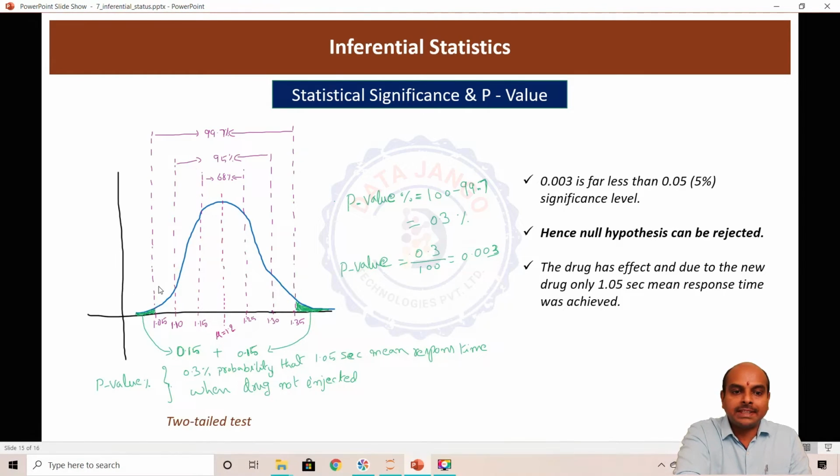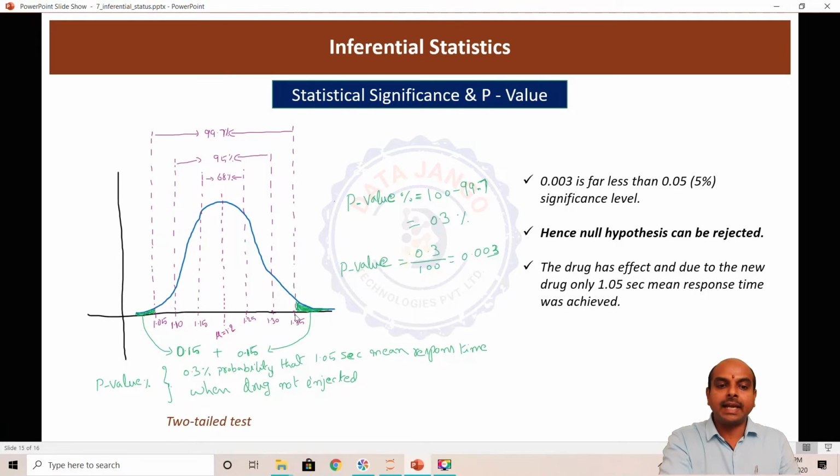And 99.7% of the rat samples, out of 100 rat samples, are going to fall between 1.05 and 1.35. So in the experiment, for the one who injected the drug, the result is 1.05. That's actually 3 standard deviations away. When it is 3 standard deviations away, what does that mean? When the new drug was not injected, we were also getting 1.05 and below response time. Even 1 we are getting, but it is very rare, right?